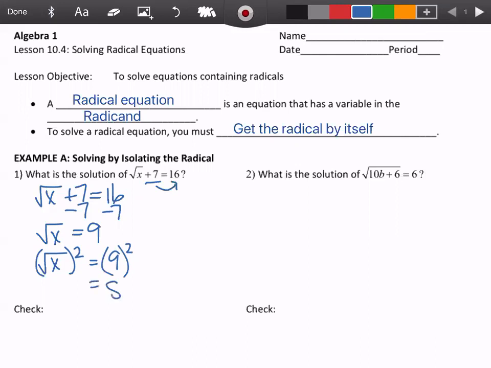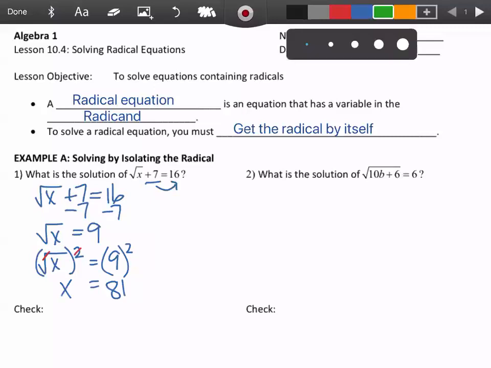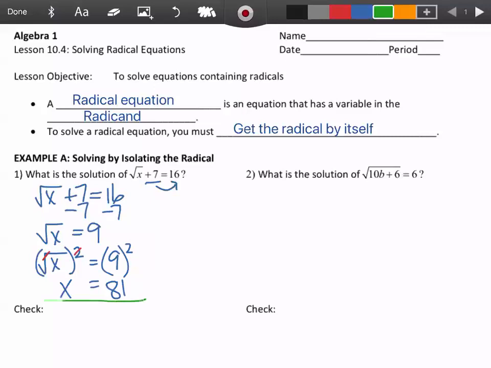And 9 squared, we know, is 81. Now the square root of x squared, the exponent and the square root go away because the exponent of 2 undoes the square root of x. So we're just left with x is equal to 81. And then we could check it to make sure we got it right.